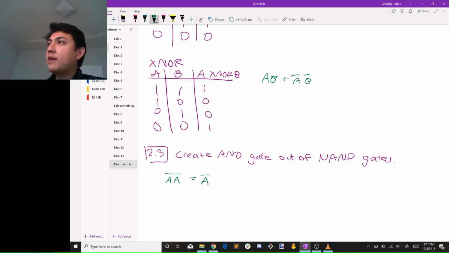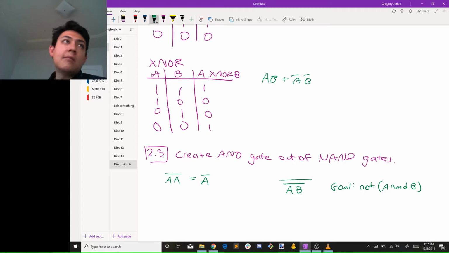I think the main trick is that if you take A and NAND it with itself, then you actually get not A, right? And if you're not convinced of that, you can draw out a truth table. So, if I want to create an AND gate using only NAND gates, what I want to do is take A NAND B, right? This is the opposite of what I want, and I just want to NOT this whole thing, right? So my goal is to get NOT (A NAND B). And we know we can get NOT of something by just NANDing it with itself, which is what I said here, right?